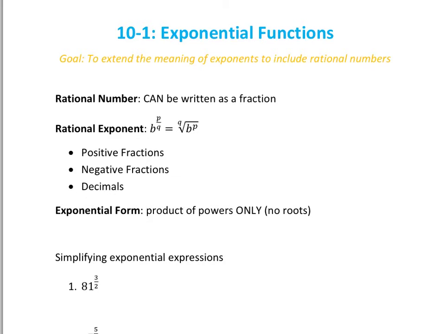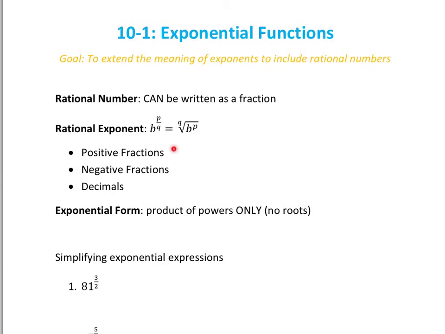Okay, so a rational exponent looks like this. Okay, so b to the p over q power, right? P over q would be my rational number, because it's a fraction. Can be written as the qth root, the q root of b to the p power. So the numerator goes as an exponent to your base, and the denominator is the power of your root. Okay, so all kinds of things that we're able to do with this.